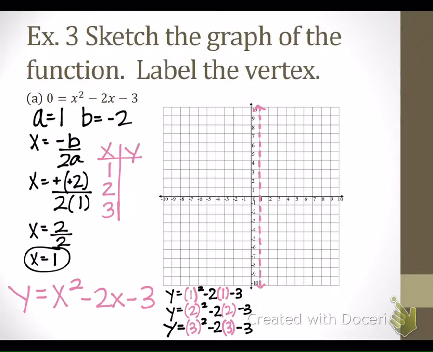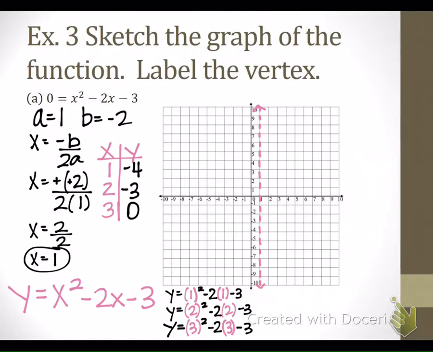Now, according to our order of operations, what do we have to do first? The exponent. So 1 squared is 1. What's 2 times 1? So what's 1 minus 2? -1. -1 minus 3. -4. So our first y value is -4. All right, do it with 2. 2 squared is 4 minus, what's 2 times 2? 4. So 4 minus 4 is 0, minus 3 is -3. And then 3 squared? 9 minus, what's 2 times 3? 6. So 9 minus 6 is 3, and 3 minus 3 is 0. Now, do you see how we have created 3 ordered pairs?